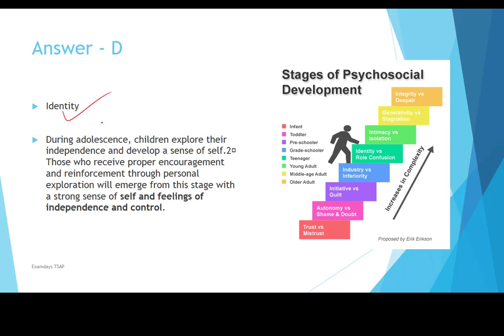During adolescence, children explore their independence and develop a sense of self. Those who receive proper encouragement and reinforcement through personal exploration will emerge from the stage with a strong sense of self and feelings of independence and control. This image clearly shows the psychological development for each stage of childhood.